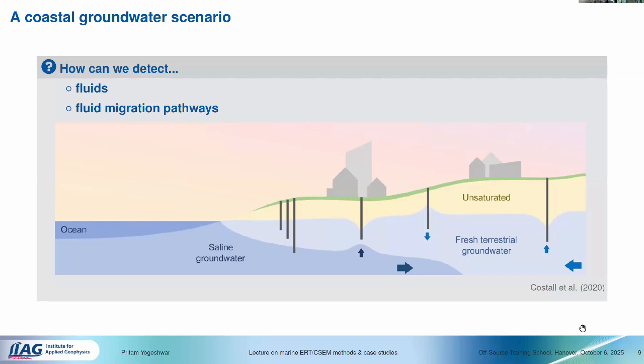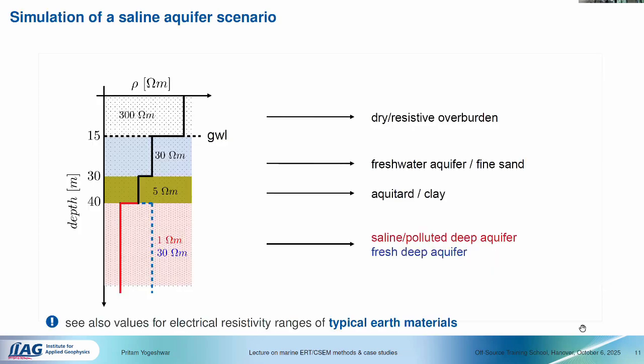And now we are interested, okay, we want to use our TEM system to detect the transition from the freshwater to the saline groundwater body. So this would be a classical case where we can use these loop sources. So this would be a typical scenario.